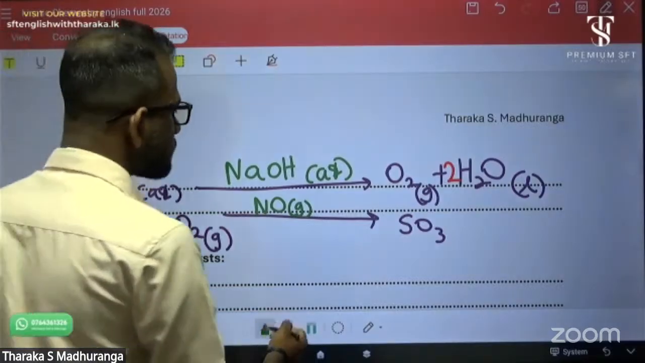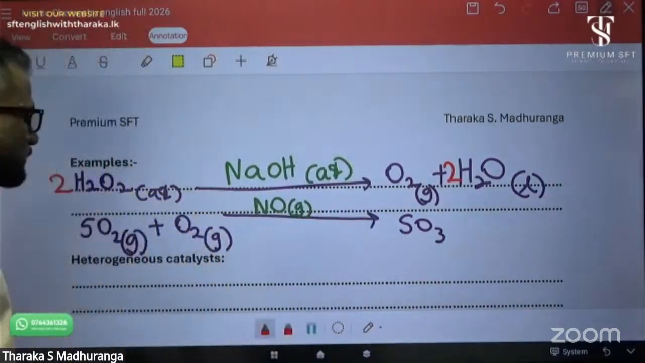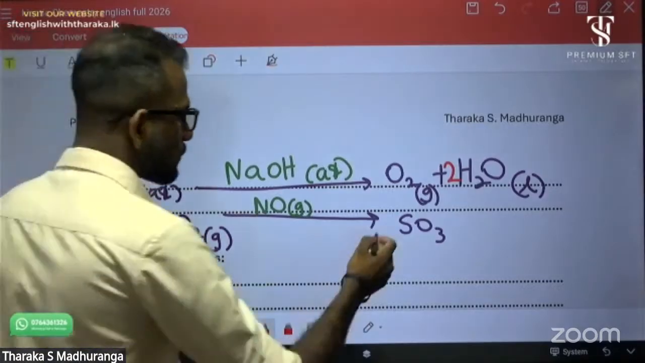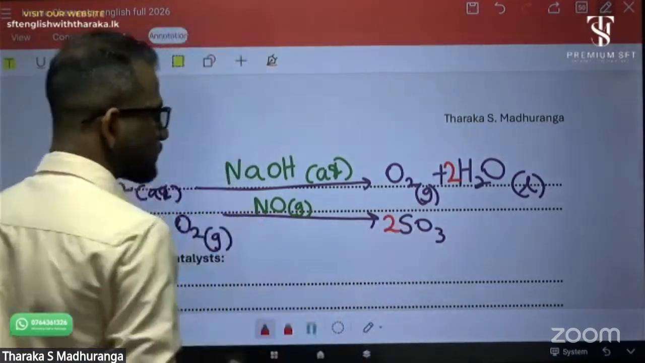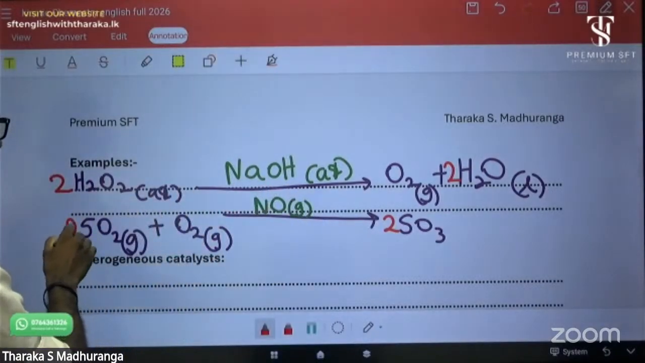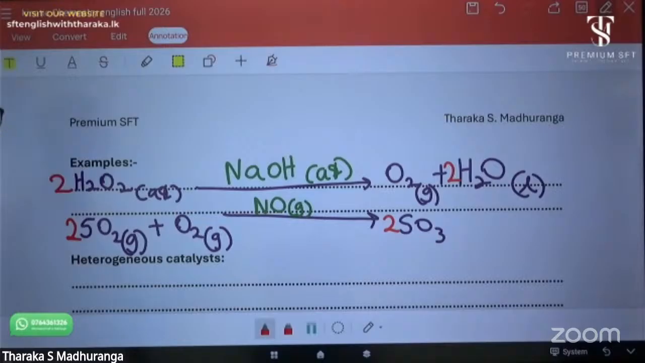Okay, can you balance this? Oxygen 4, oxygen 4. Then we have to add 2. Then oxygen 6, sulfur 2. Now it's balanced.